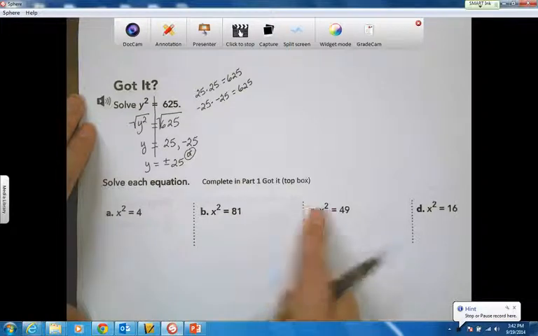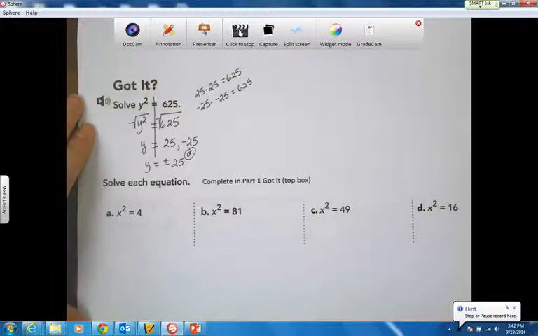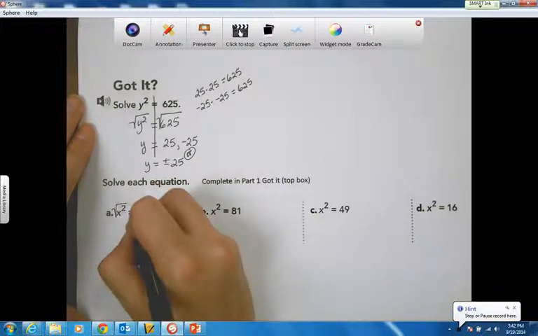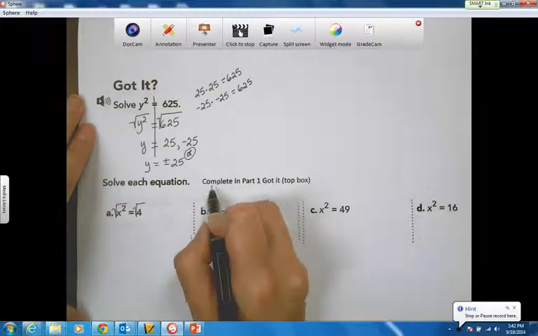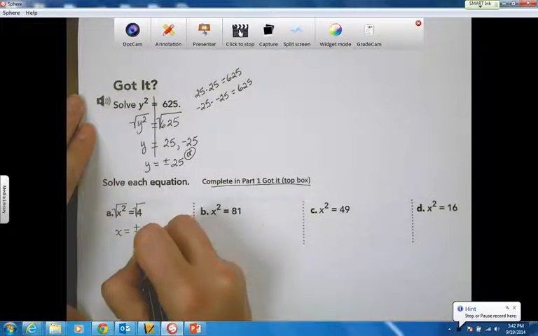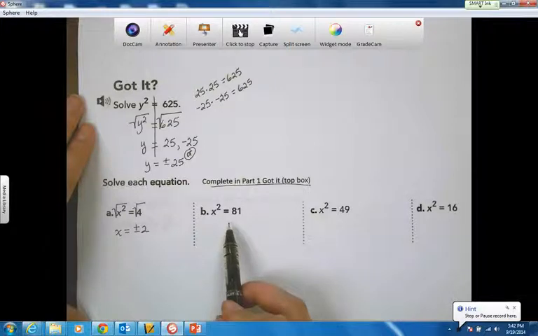All right, I'm going to go ahead and work the first one now. Again, I'm going to take the square root. Remember I told you to put it right here, part 1, top box. x equals the square root of 4, which would be positive and negative 2. Now you can work this one. Pause the video now, work it, and then unpause.